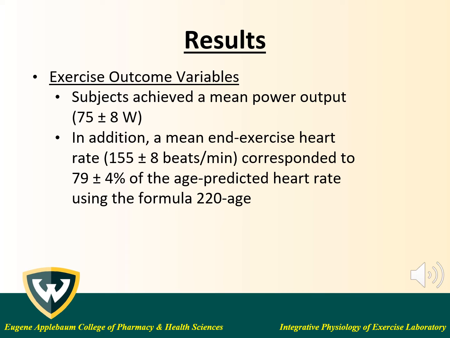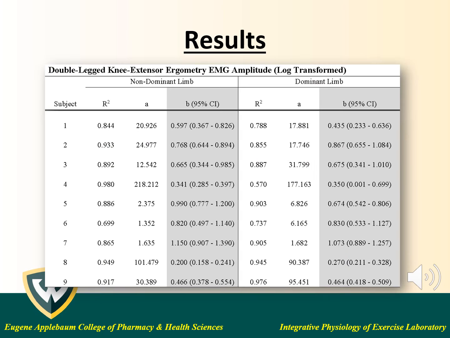Our subjects achieved a mean power output of 75 watts. For this exercise mode, we did not anticipate the subject to be over 85 to 90% of their age-predicted heart rate, because the exercise was purposefully designed to minimize the cardiovascular limitations. We found that the slope term, b, for each value was statistically significant because the 95% confidence interval did not include 0 in the range.